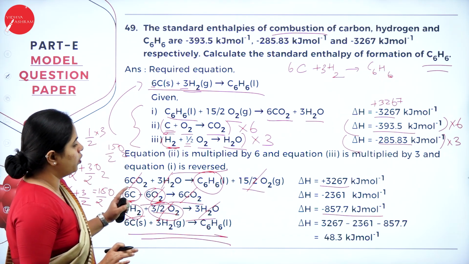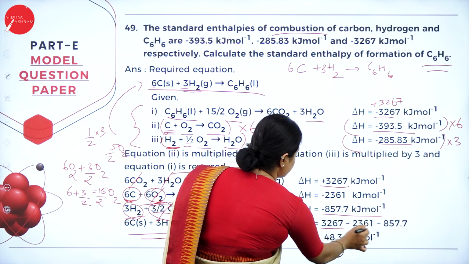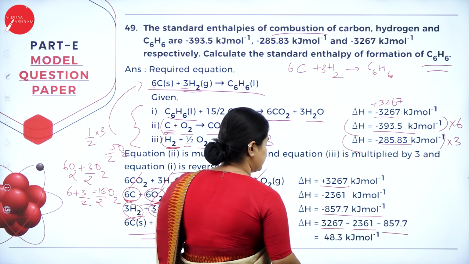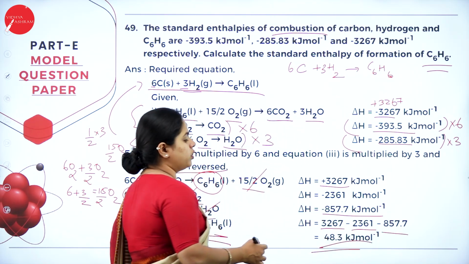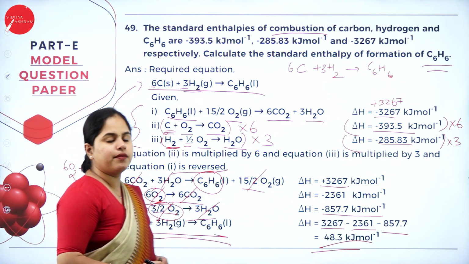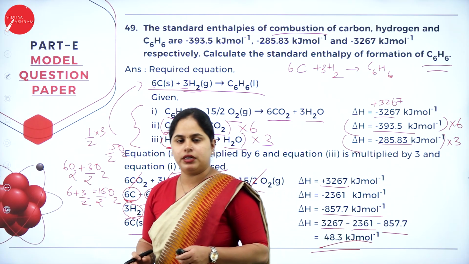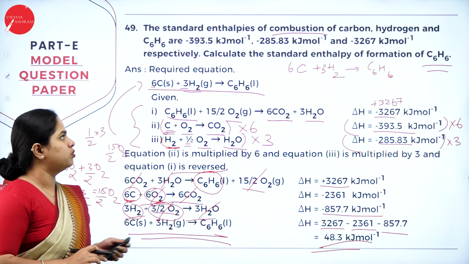But what are we going to do here? We are going to add all these values. 3267 minus 2361 minus 857.7, which will give you plus 48.3 kilojoule per mole. As the enthalpy value is positive, we get to know that it is an endothermic reaction. So I hope it is clear. So this is how you have to do this calculation.